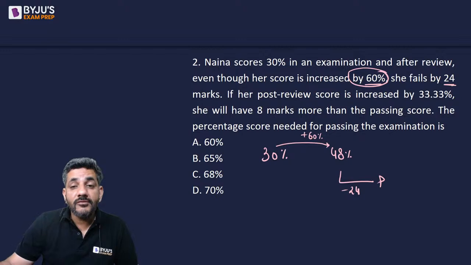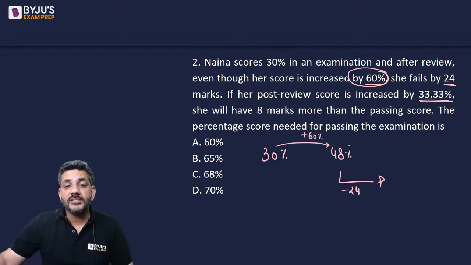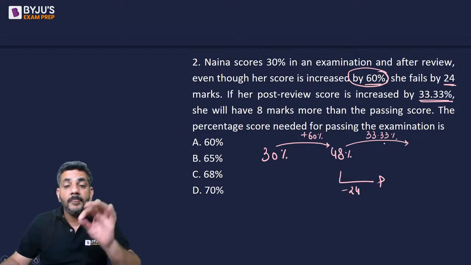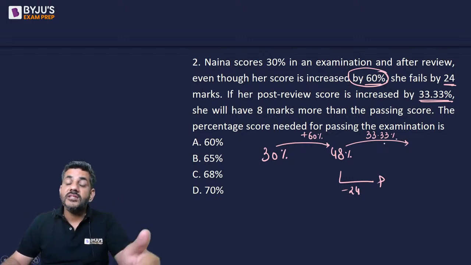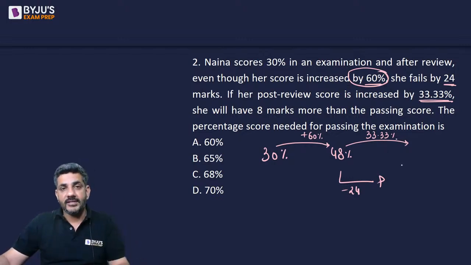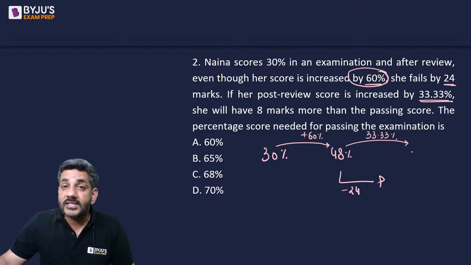If her post-review score is increased by 33.33%, so this score is further increased by 33.33%. That again does not mean it is 48 plus 33.33. It means 48 plus 33.33% of 48. That is one third of 48. One third of 48 is 16, so if I add 16 it becomes 64%.